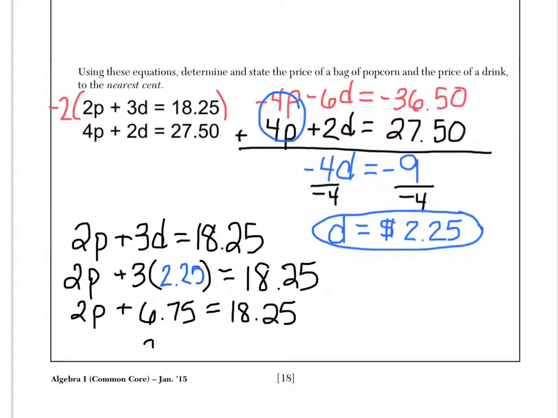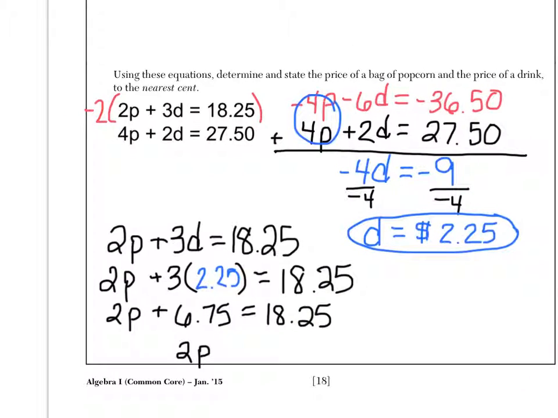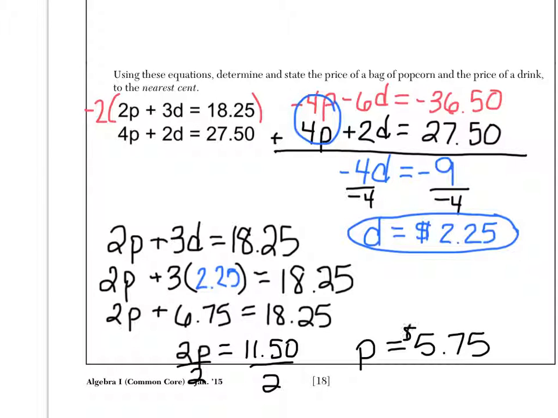I'm going to continue solving, so I'm going to take away that 6.75 from 18.25. Basically move this term to the other side. I get 2p is equal to $11.50. Last but not least, divide both sides by 2. And I get my final answer as p, a bag of popcorn, equaling $5.75. So I'm going to make sure that I have my units on there, which I do, dollars.